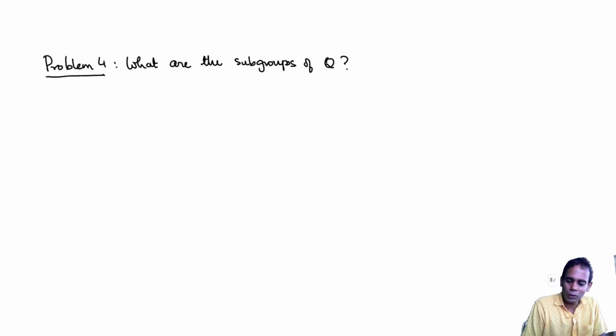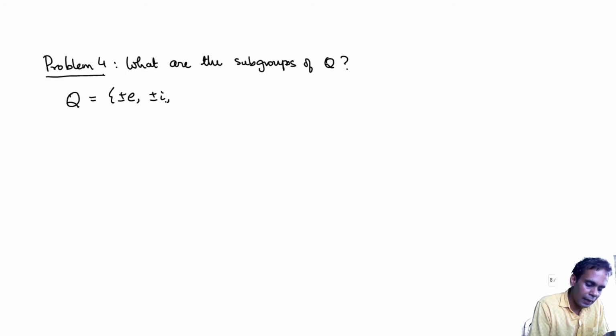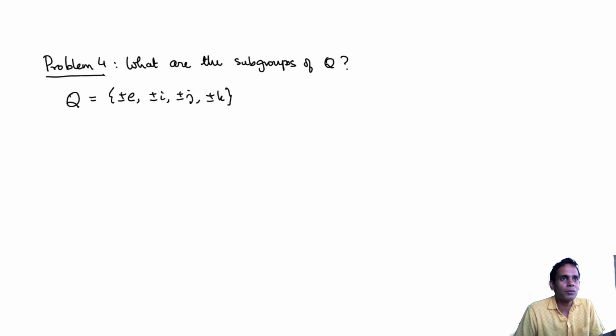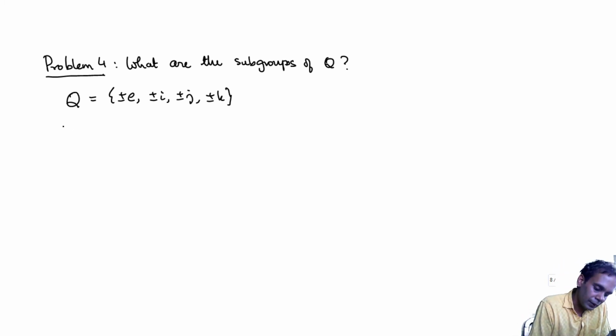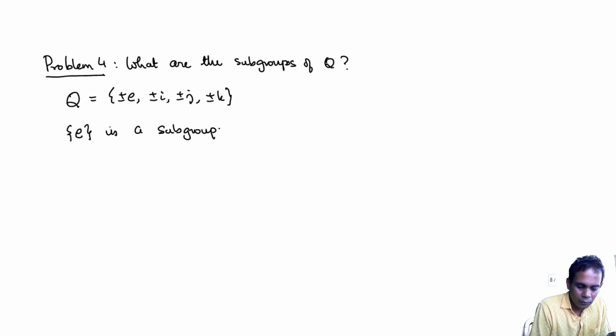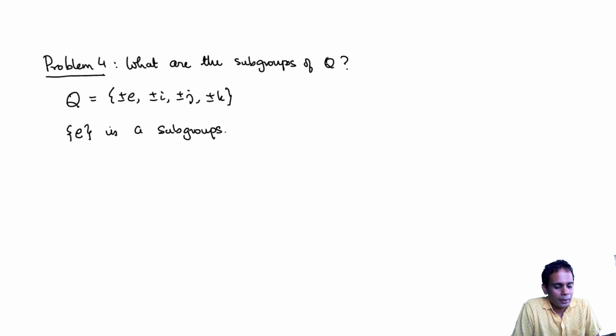Okay, so we need to figure out what the subgroups of Q are. Now, remember, Q has 8 elements, plus or minus E, plus or minus I, plus or minus J, plus or minus K. And in any group, there's always one subgroup, which is the trivial group. So E by itself is a subgroup. Why? Well, it's a subset of Q. It's closed under multiplication, E times E is E, and it's closed under inverse, and the identity is also in it. Okay, so E is a subgroup of Q.